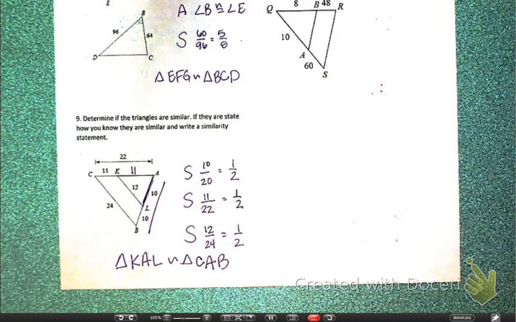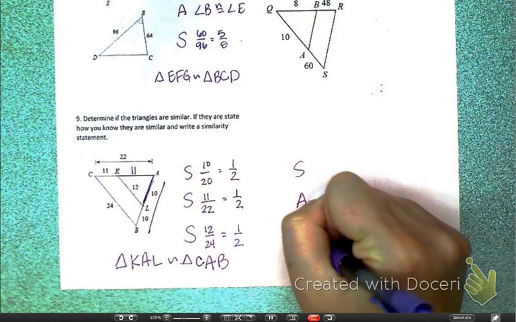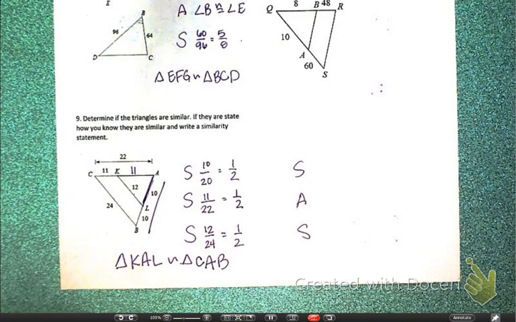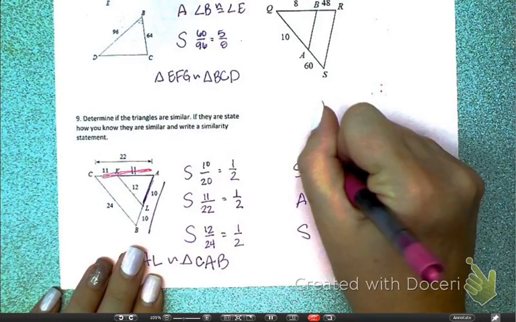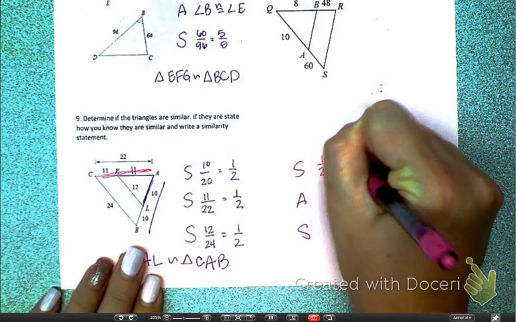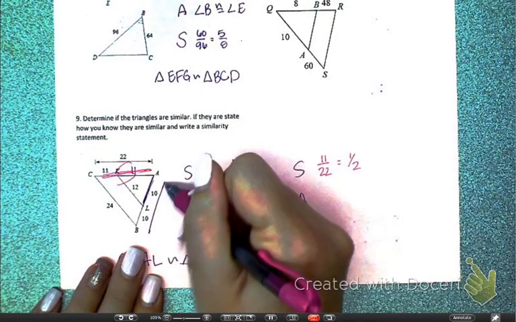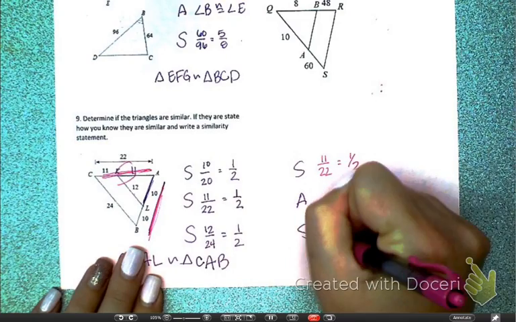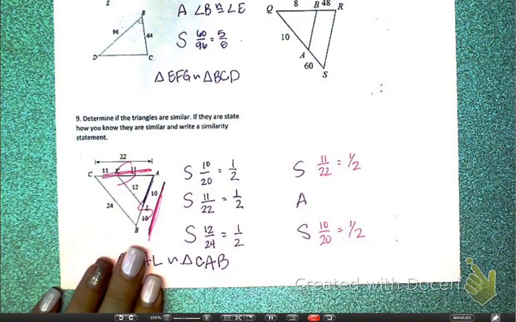Now, side, side, side works. Side, angle, side also works for this one. So just look real quick because you do have an option. Now, I'm going to use this side, which I already know is 11 over 22 and reduces to 1/2. That's my first side. And I'm going to use this side, which is 10 over 20, which reduces to 1/2. That's my second side. What angle is congruent?